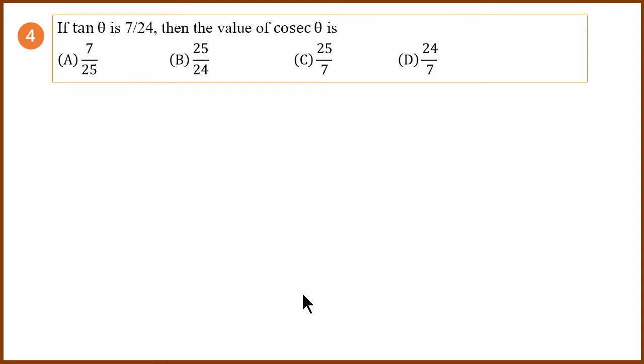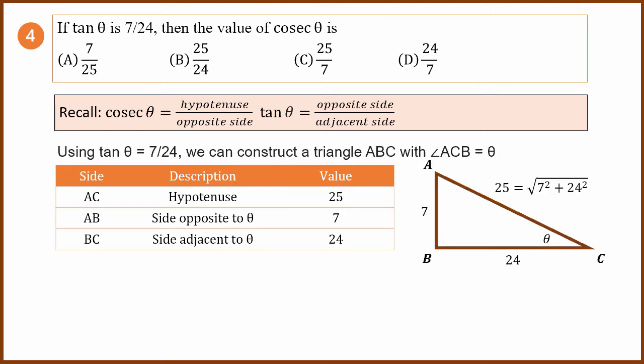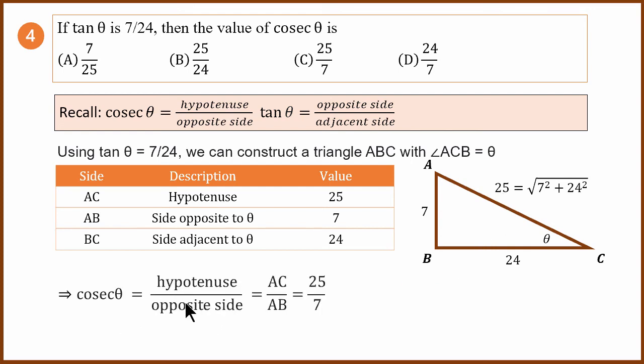Next, this question was created by my students just to show that you can create your own question. Again, we have to remember what is cosecant theta and tan theta. Using the value provided, 7 by 24, tan theta is opposite by adjacent. So opposite is 7, adjacent is 24, missing side hypotenuse, which is 25. Remember, 7, 24, 25 is a Pythagorean triple, so we don't have to calculate this. If you remember that, you can quickly write 25. Once you find this, then what? Cosecant theta definition, hypotenuse by opposite side. Hypotenuse is 25, opposite side is 7. 25 by 7 is the answer. Answer is C.